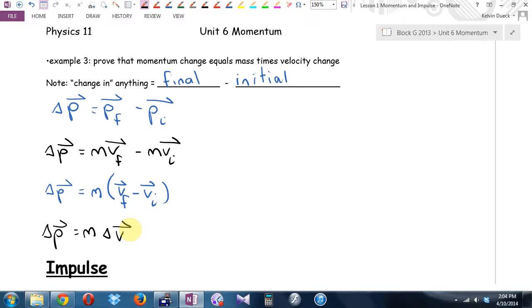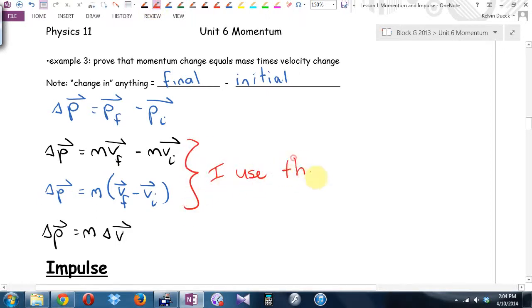Having said that, I don't actually use that last one all that often. I use it once in a blue moon. The two that I use the most, if they start talking about change in momentum, I'm almost always thinking, oh, that's going to be mv final minus mv initial. Or that's going to be m bracket v final minus v initial, close bracket. I'll be honest, it's that top one of those two that I, by far, use the most. So change in momentum, you can find it by going mass times velocity change.